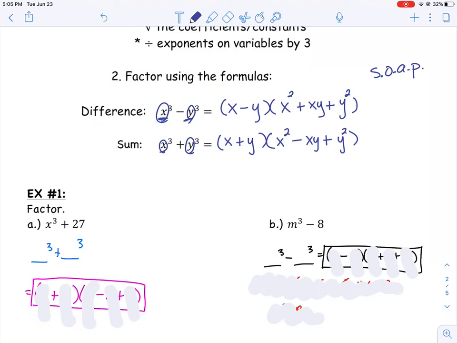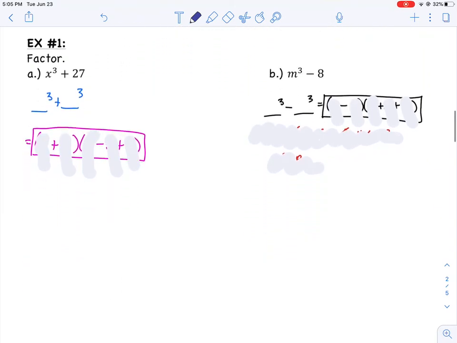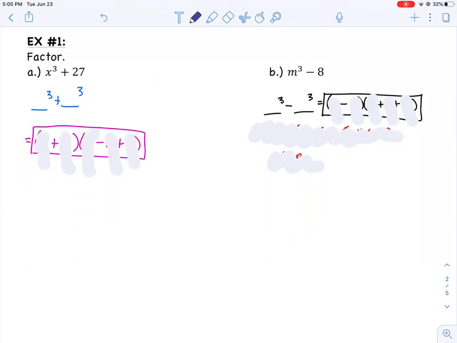So depending on your problem will depend on which formula you use. Let me show you some examples with numbers. Example number 1 asks us to factor. So still make sure you're following the 7 steps. Is it in order? Is there a GCF? And on this one it doesn't look like there is. And how many terms are there? Well, in this problem there are 2 terms. One, it's not a subtraction sign. Two, it's not divisible by 2. So I know it's not a difference of squares.